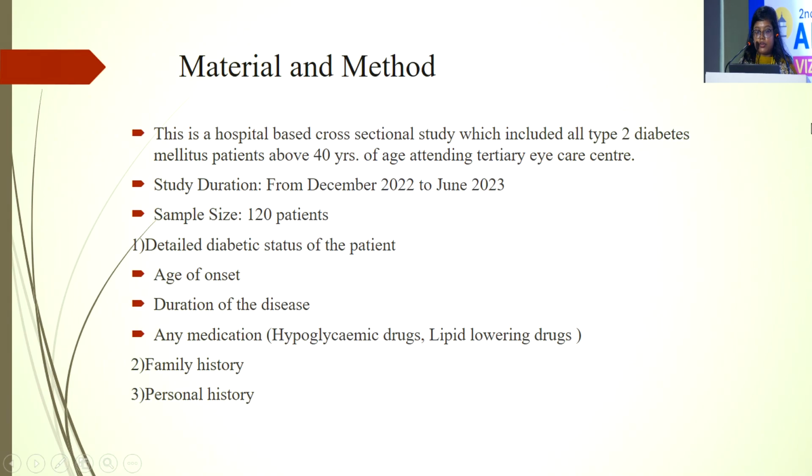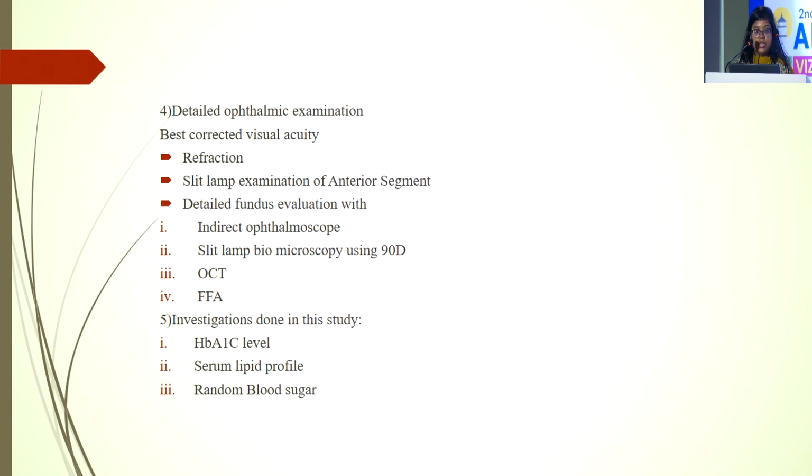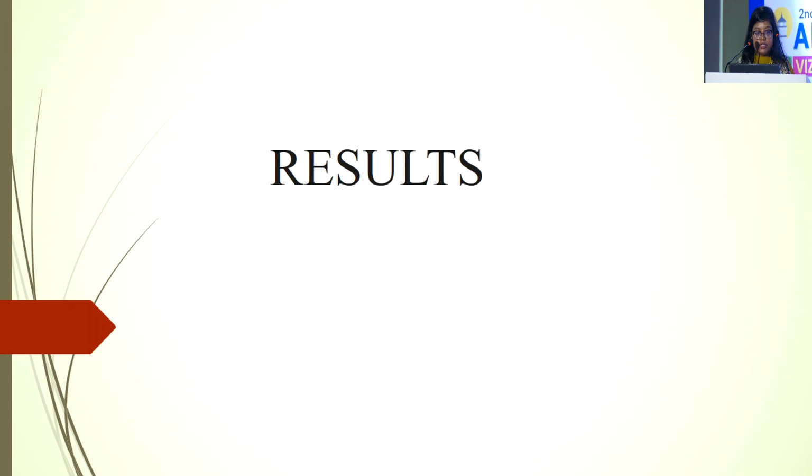This is a hospital-based cross-sectional study which included all type 2 diabetes mellitus patients above 40 years of age from December 2022 to June 2023, in 120 patients. Detailed diabetic status of the patient included age of onset, duration of the disease, and any medication. Detailed ophthalmic examination included best corrected visual acuity, slit lamp examination of the anterior segment, detailed fundus evaluation with indirect ophthalmoscope, slit lamp biomicroscopy using 90D, OCT, and FFA. Blood investigations done in this study were HbA1c level, serum lipid profile, and random blood sugar.